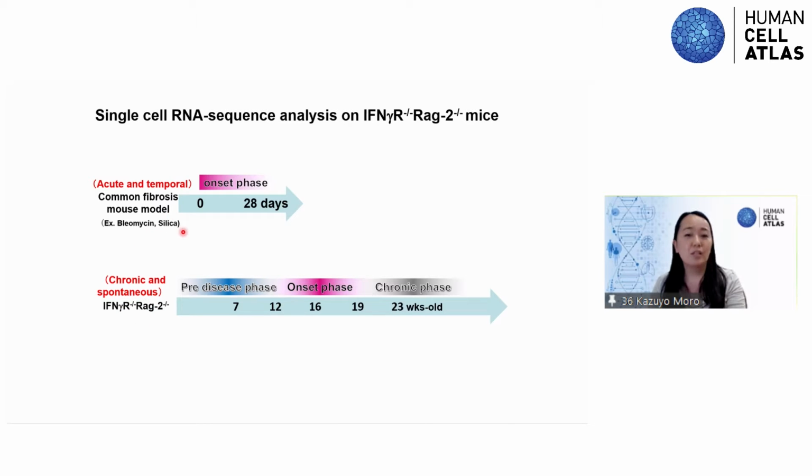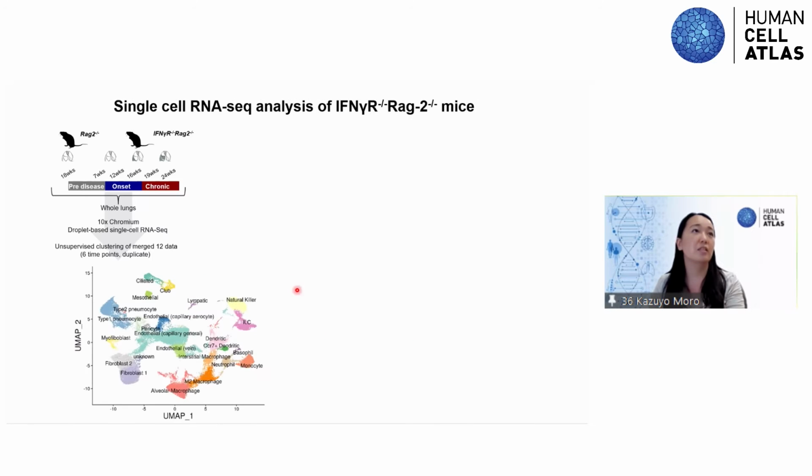I think more than 90% of previous work on fibrosis has been done with bleomycin-induced or silica-induced fibrosis, but this is an acute and temporal model, and we cannot assess what's going on in the pre-disease phase or what's going to happen in the chronic phase. The good point of our double knockout mice is that this is a spontaneous model, so we can assess the differences in the pre-disease phase or chronic phase. We got cells from 7, 12, 16, 19, and 23 weeks old mice and did 10x Chromium analysis.